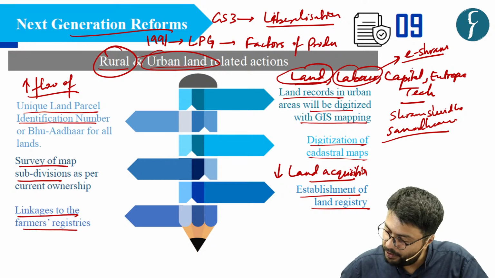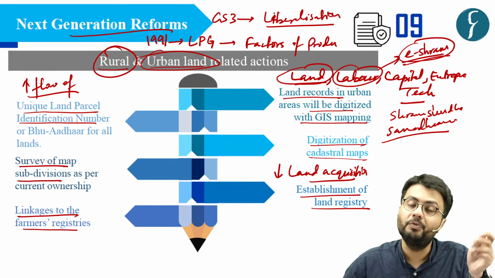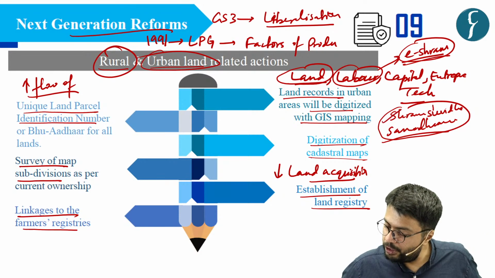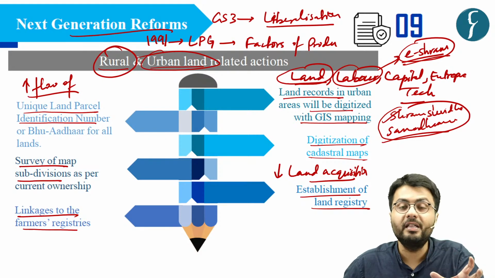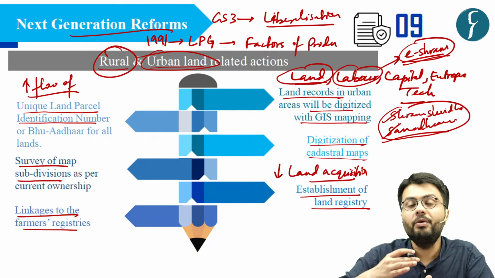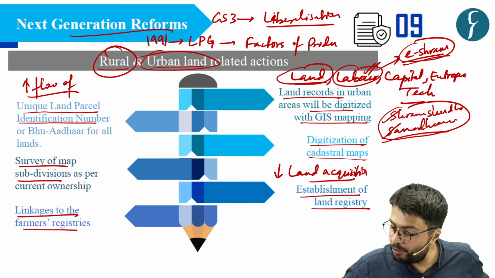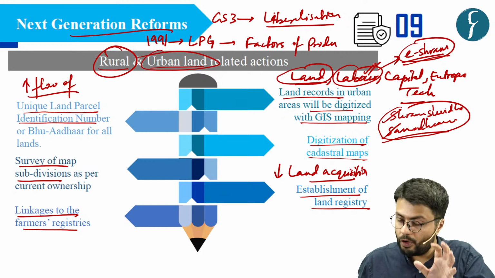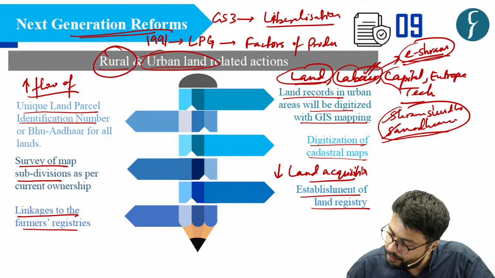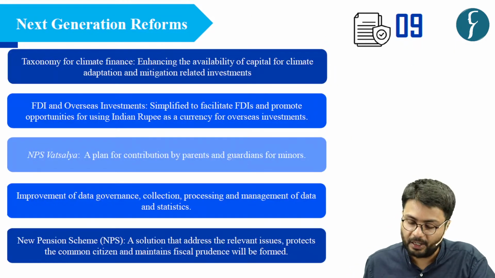So all these developments, that is linking of eShram platforms with employers, development of Shram Suvidha, which will simplify labor compliances, and the Samadhan platform, which will enable redressal of grievances of labor, are constituted under labor reforms of the next generation reforms. Now let us deal with reforms under capital, entrepreneurship and tech related sectors.